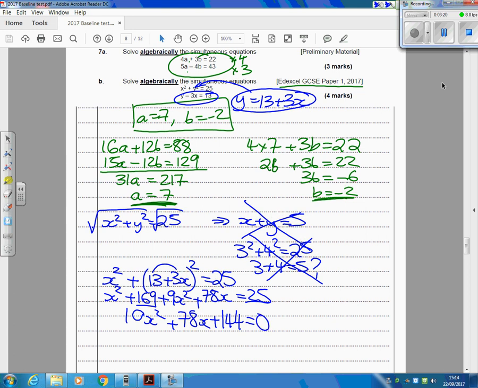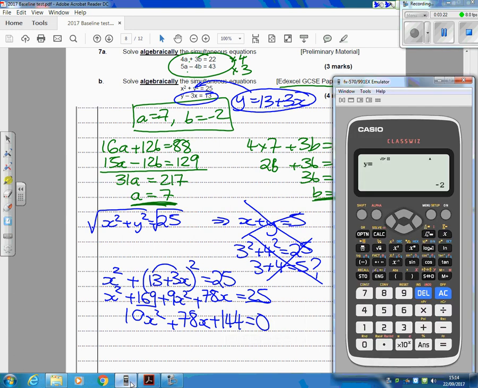Quadratic equation, out comes the calculator again. Mode, equations, quadratic there, and we're going 10. And some of you did it by completing the square, some of you divided first, but here's our answers. X is -3, but there's another answer as well. It's -24/5.